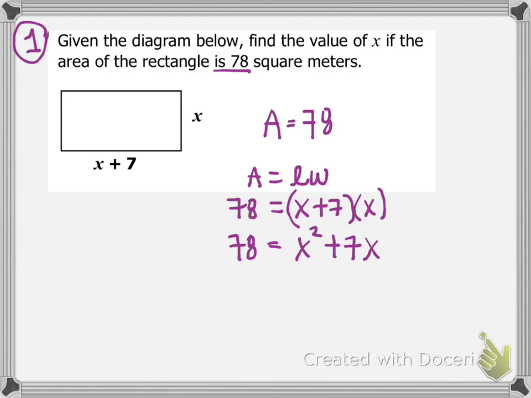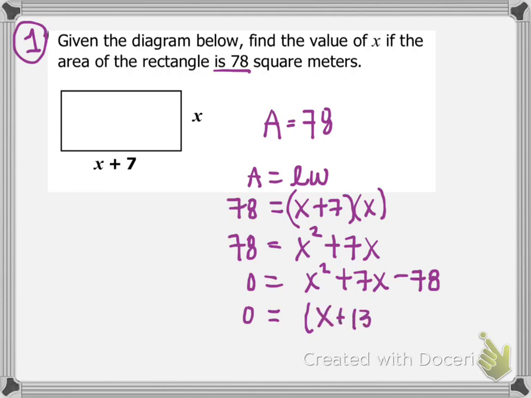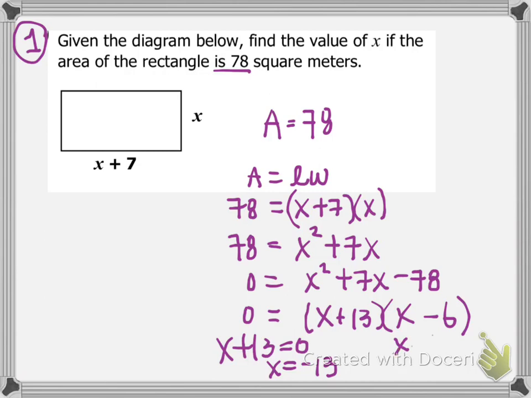Okay, solve, so move the 78 to the other side. So you're going to get x squared plus 7x minus 78. So now you're going to try to factor this quadratic. So what multiplies together to give you 78 and adds together to give you a 7? That is going to be x plus 13 and x minus 6. We're going to set both of those equal to 0. So x is going to be negative 13, and x is going to be 6.